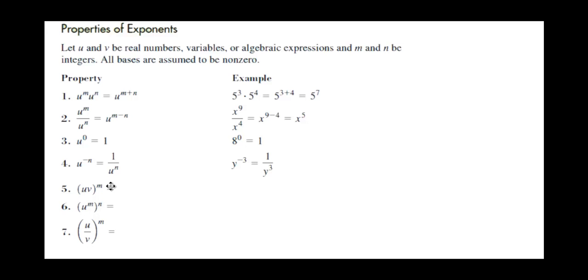Number 5 says that if you have two numbers multiplied together and they are raised to an exponent, everything in the parentheses gets raised to that exponent. Number 6 says if you have something to an exponent and then it's raised to an exponent outside of the parentheses, then you multiply the exponents. And number 7, if you have a fraction in parentheses raised to an exponent, everything in the parentheses again gets raised to that same exponent outside the parentheses.